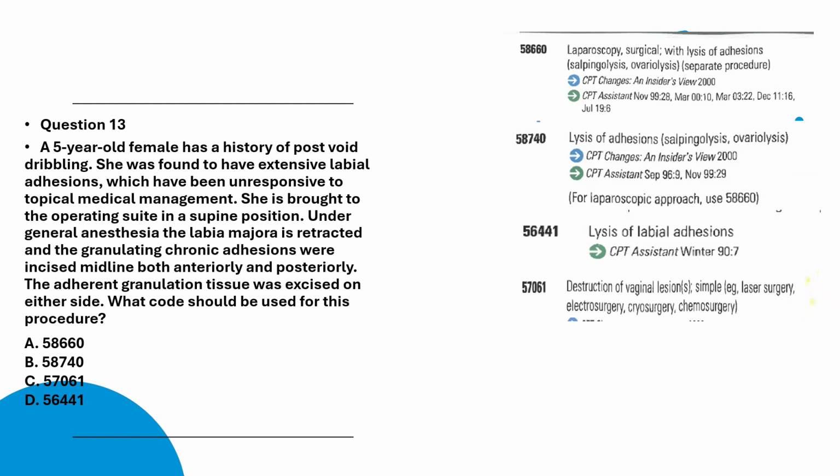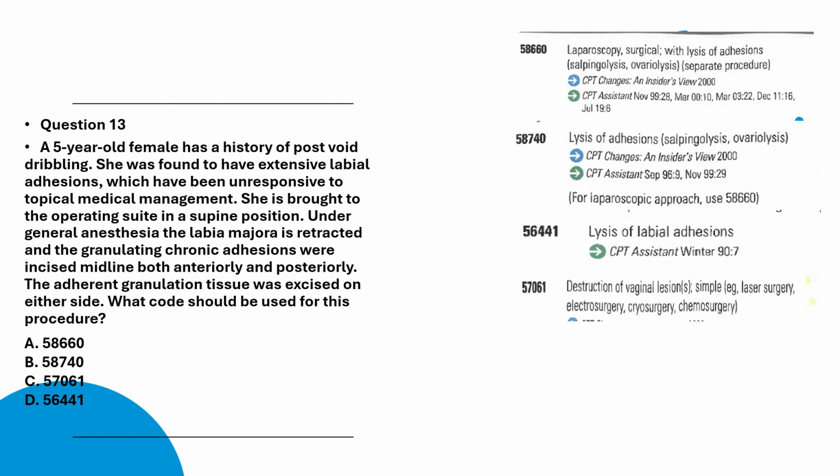A 5-year-old female has a history of post-void dribbling. She was found to have extensive labial adhesion, which has been unresponsive to topical medical management. She is brought to the operating suite in a supine position. Under general anesthesia, the labia majora is retracted and the granulation chronic adhesion was incised midline both anteriorly and posteriorly. The adherent granulation tissue was excised on either side. What code should be used for this procedure?